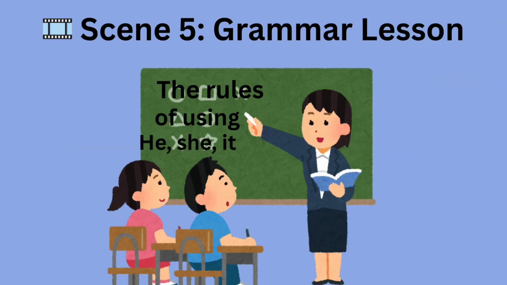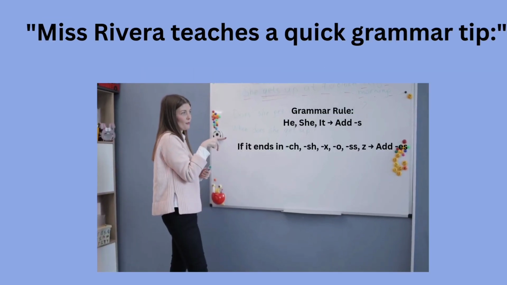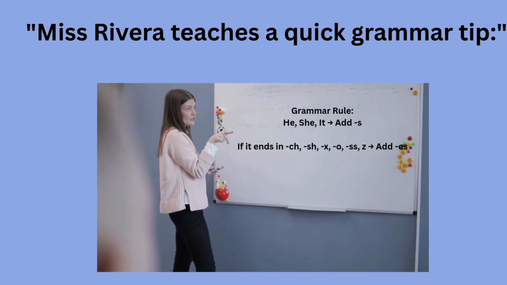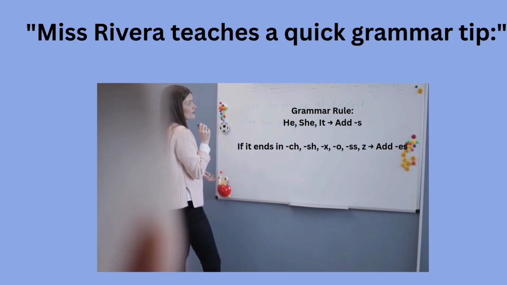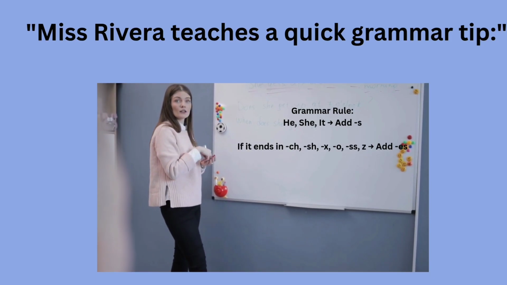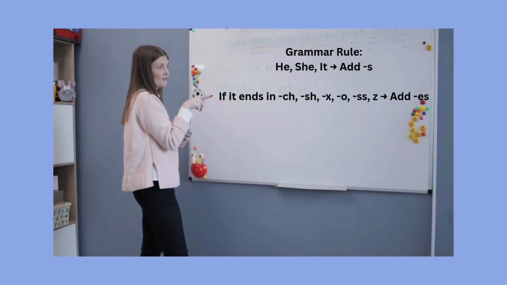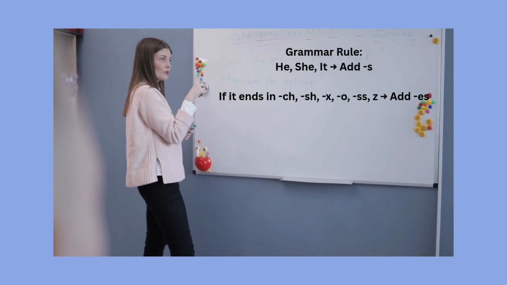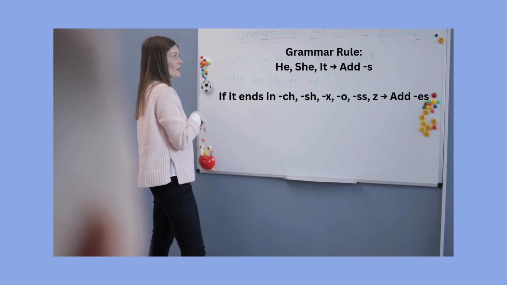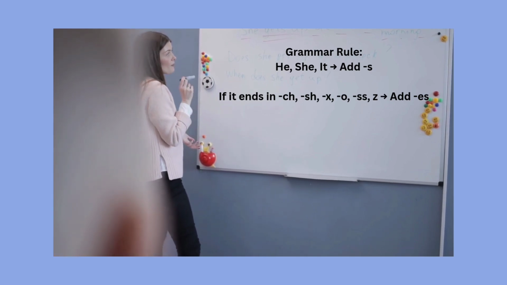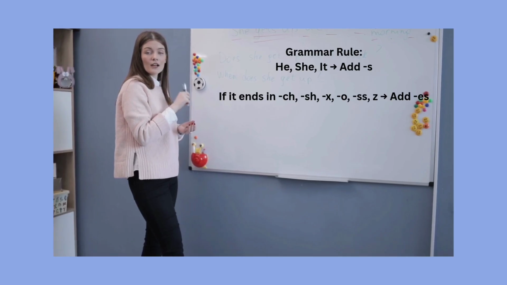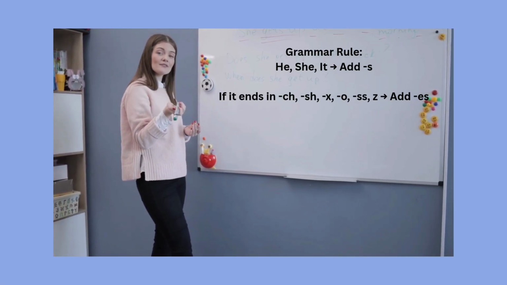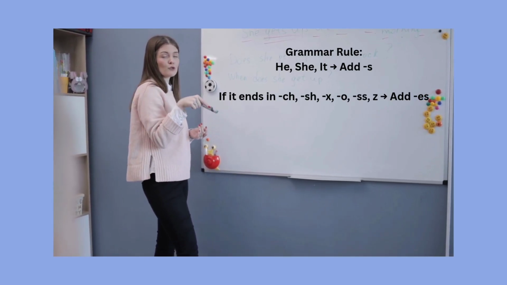Scene 5. Grammar lesson. Miss Rivera teaches a quick grammar tip. When we talk about he, she, or it, third person singular, we change the verb by adding s or es in the simple present tense. Rule 1. Most verbs add s. We add s to the verb when using he, she, it. For examples, he plays football, she reads a book, it runs fast.